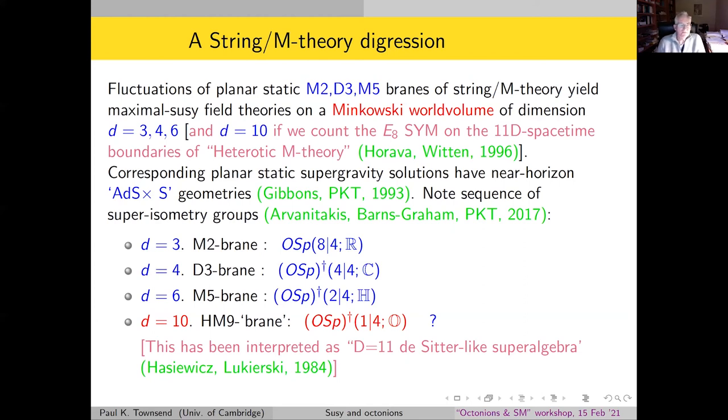Now, as part of this survey of some of these ideas, I'd like to make a digression now into string M theory, because I've been applying this, basically looking at these kinds of sequences in the context of space-time dimensions of 3, 4, 6, and 10. But of course, you can also apply that not as a space-time dimension, you can also think of it as a world volume dimension. So in the context of branes, if you look at the planar static M2, D3, M5 branes of string M theory, which are picked out as special in various ways.